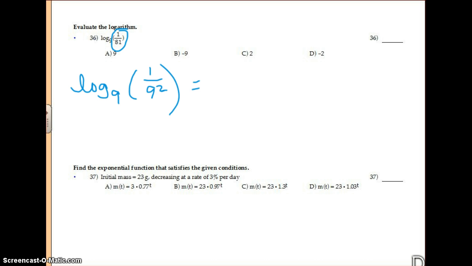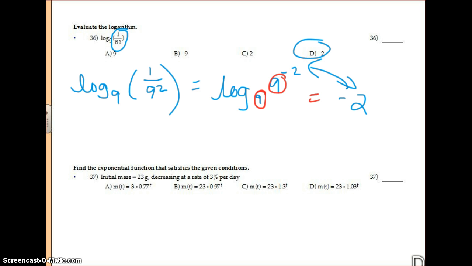And I don't really want a fraction there, so I'm going to change the exponent a little bit, and write this as log base 9 of 9 to the negative second. Since we have the same base here as this, then our answer is actually going to be negative 2. So my answer is negative 2, which is the same as our exponent there. And so the answer is D.